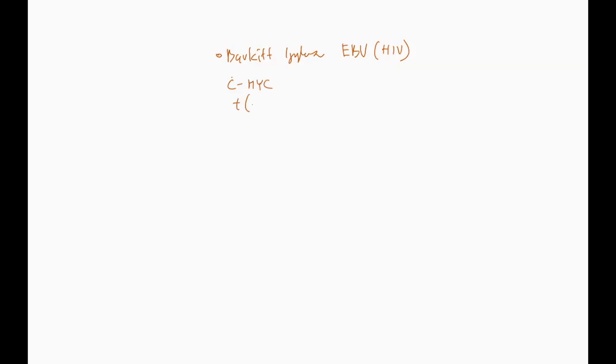And you have two versions. One is combined with EB virus, and typically it's the endemic form. Typically you see it on the jaw of a small child, 4 to 7 years of age. And this is typically seen in Africa. So, endemic version in Africa.